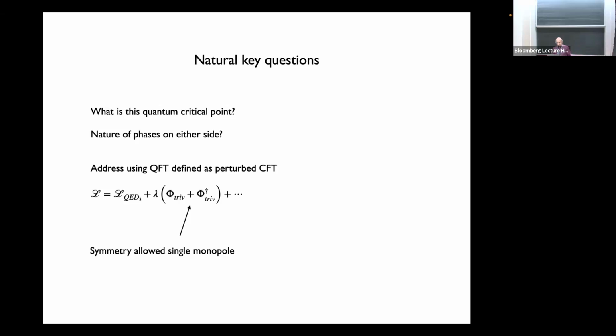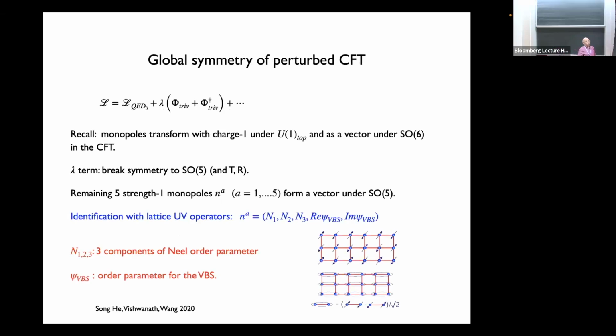Okay. So we want to understand what this quantum field theory does. Let's again ask about the global symmetry of this CFT perturbed by this relevant perturbation. Now let's recall that the monopoles transform as charge 1 under this topological U1 symmetry and as a vector under SO6 in the CFT. Now, the lambda term breaks the topological U1 symmetry completely because it's a monopole operator that's charged under this symmetry.